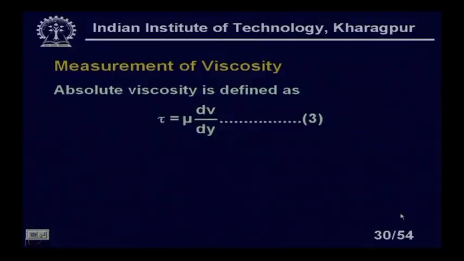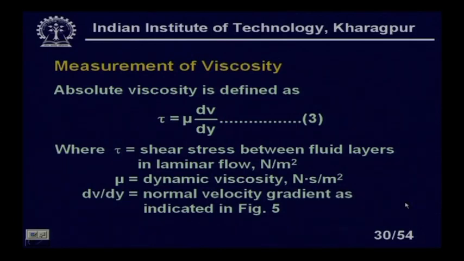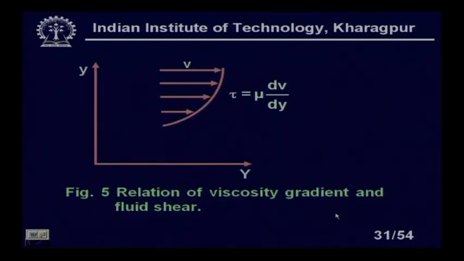Let us look at it now. Absolute viscosity is defined as tau equal to mu dV by dy. This is equation number 3 in continuation of the previous equations, where tau is the shear stress between the fluid layers in laminar flow, in Newton per meter square. Mu is the dynamic viscosity, in Newton second per meter square, and dV by dy is the normal velocity gradient as indicated in figure 5. I will show figure 5. You see, this is our relation of viscosity gradient and fluid shear. So, this is tau equal to mu dV by dy, right.